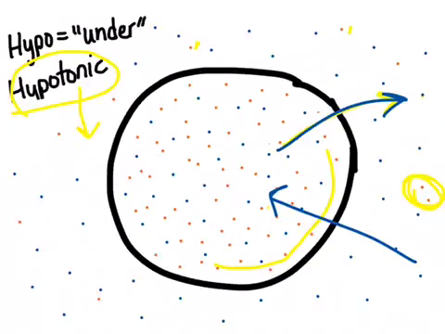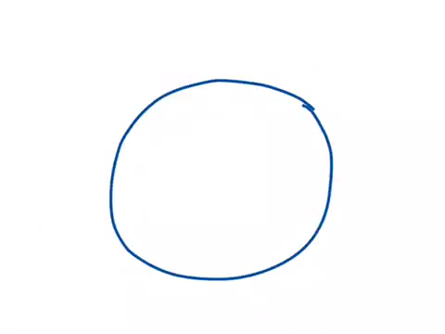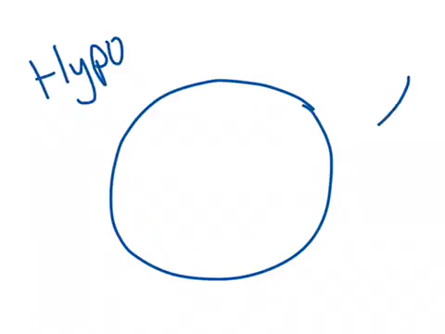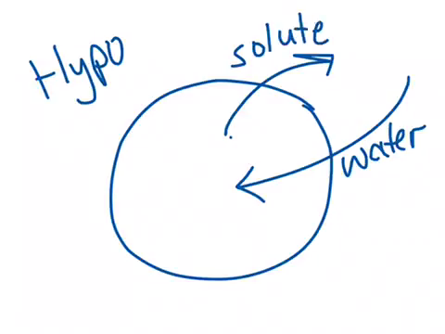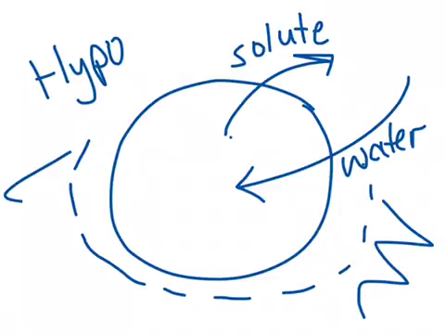I will clear this slide as well. Draw it again. Here's the cell. In hypotonic solutions, water is going to move into the cell, and the solute is going to move out of the cell. This will cause the cell to get bigger and sometimes explode.